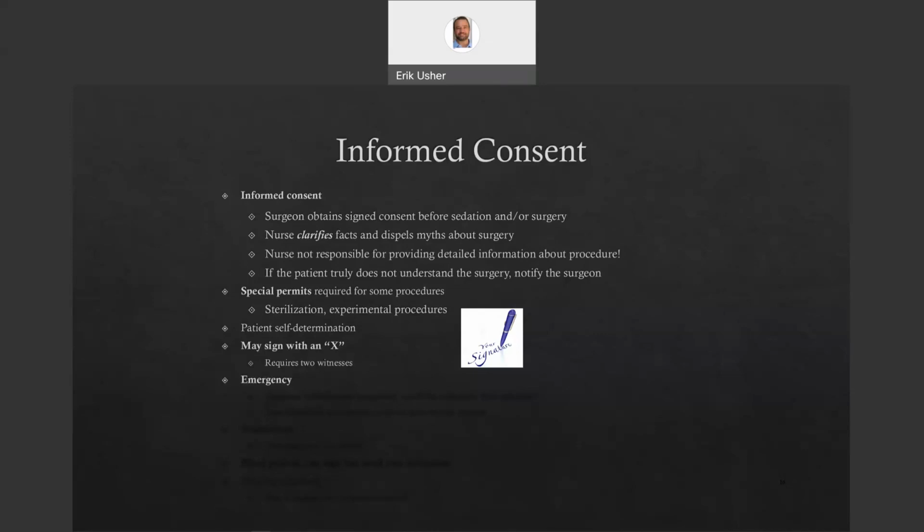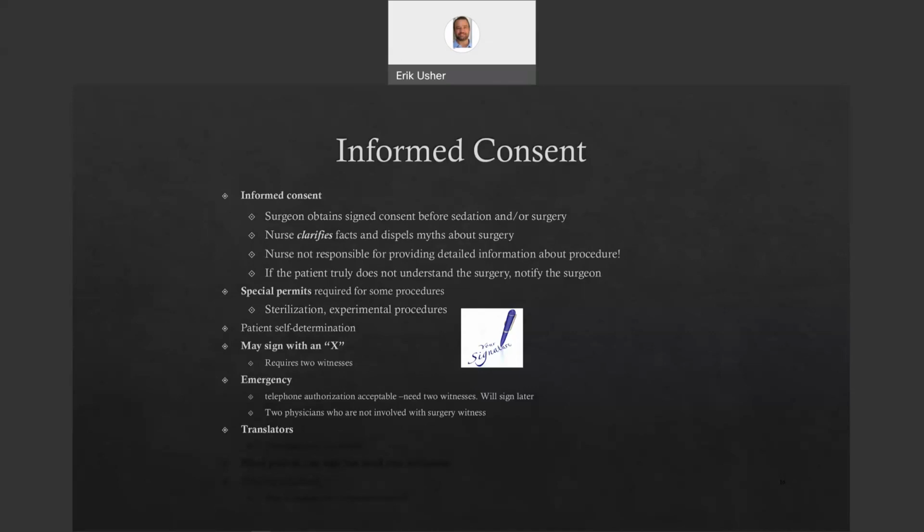Okay. What about an emergency? Somebody comes in and they've got multiple gunshots to the chest. Well, yeah, we can do telephone authorization, but you still need 2 witnesses, and you can sign it later. Or you can have 2 physicians who are not involved with the surgery as the witnesses.